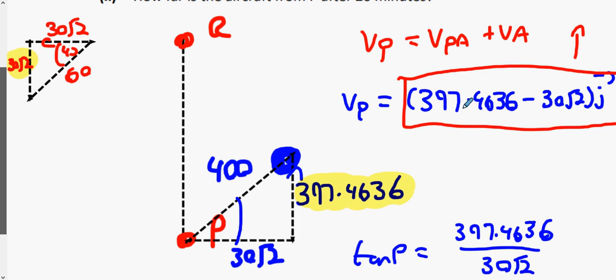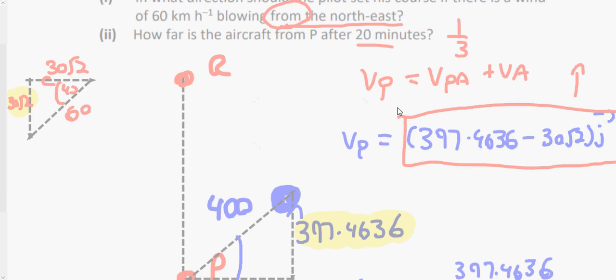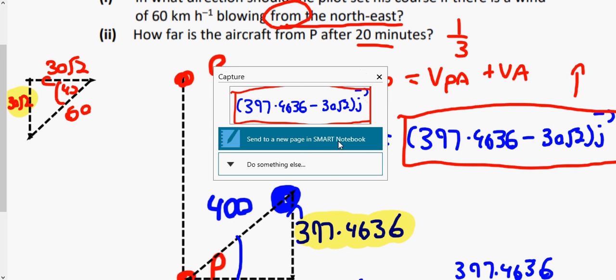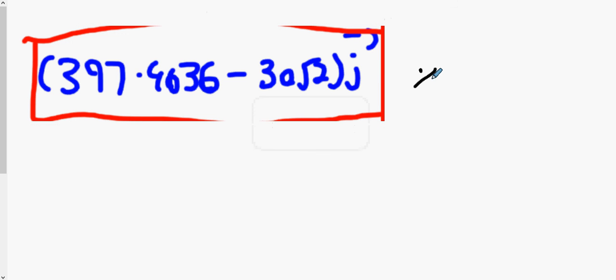So, what fraction of an hour is 20 minutes? 20 minutes is 1/3 of an hour. So I'm going to multiply 1/3 by what's in that box. So it's going to be what's in this box multiplied by 1/3. So this is going to get multiplied by 1/3, and it will give us the amount of distance we're away in kilometers. Okay?